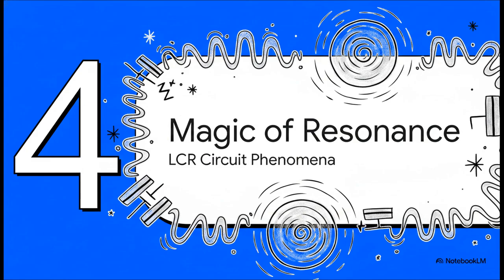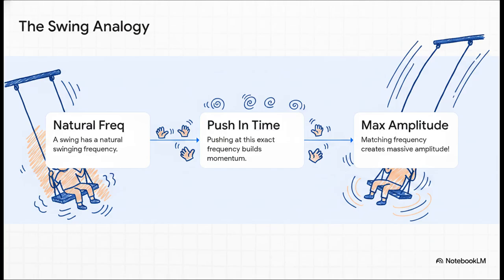Okay, Section 4, the magic of resonance. Let's look at some fascinating LCR circuit phenomena. To truly grasp resonance, let's look at a highly relatable example. The swing analogy. First, think of pushing a child on a playground swing. That swing acts like a pendulum, right? It has a natural frequency for swinging back and forth.